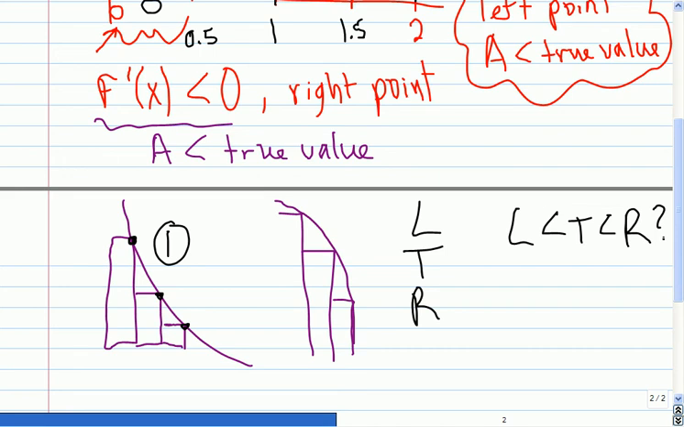Can you tell me maybe one of those? Like, can you say the trapezoid has to be bigger than the left side rule? Can anybody come up with one of those, based on picture number 1? Right hand is less than the trapezoid rule. Okay, yeah, I would agree.